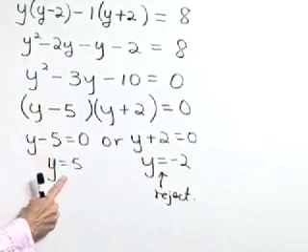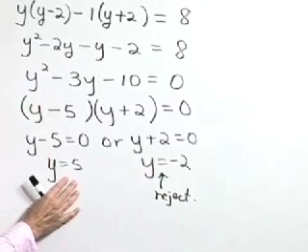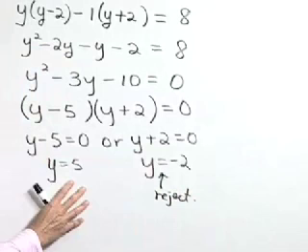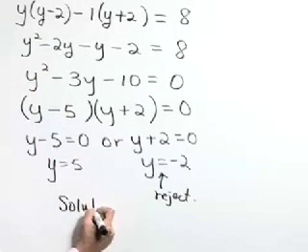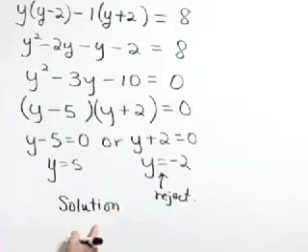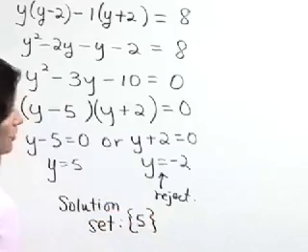But do go ahead and check this value, y equal 5. It will work in the original equation. Go ahead and check it just to make sure, but it will. So let's define this then and describe our solution set as the number 5.